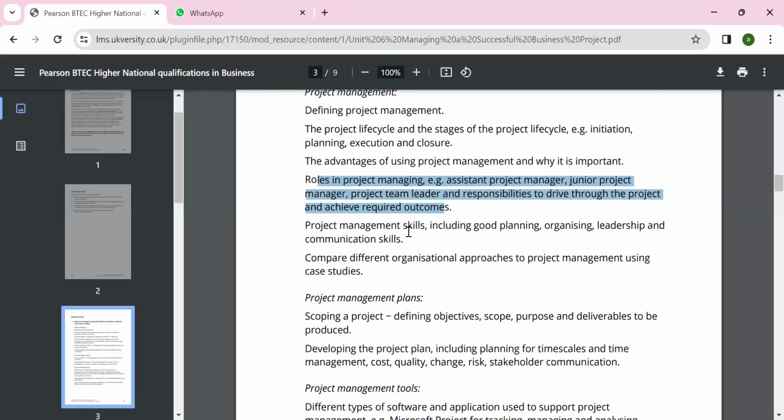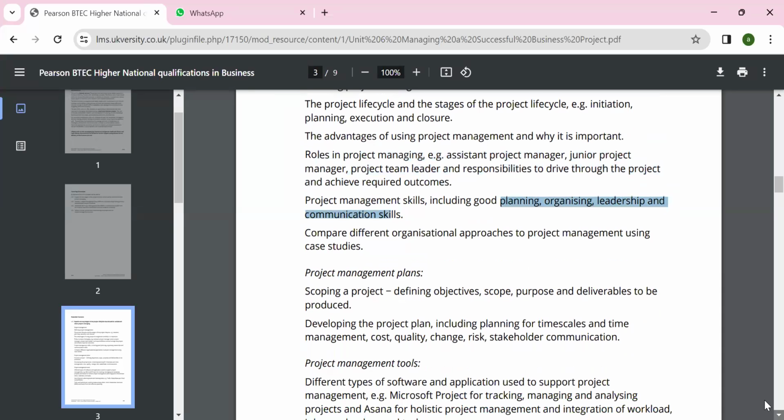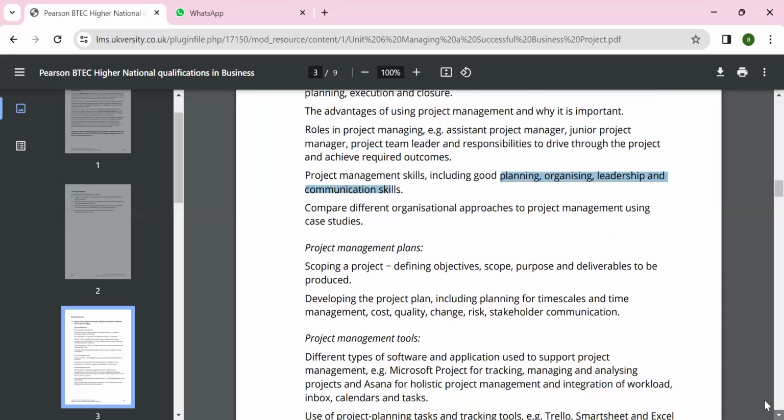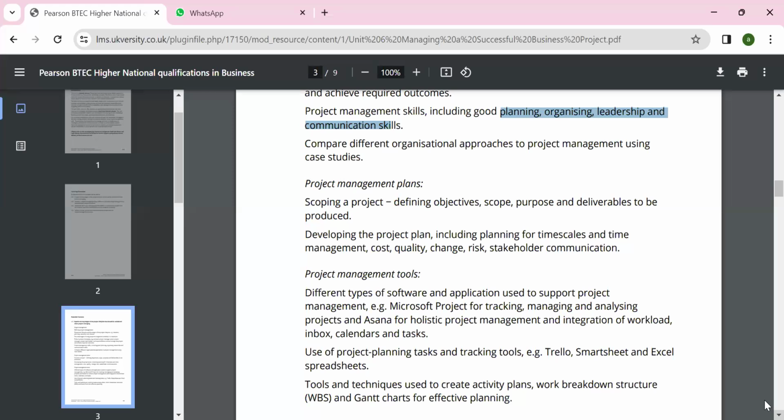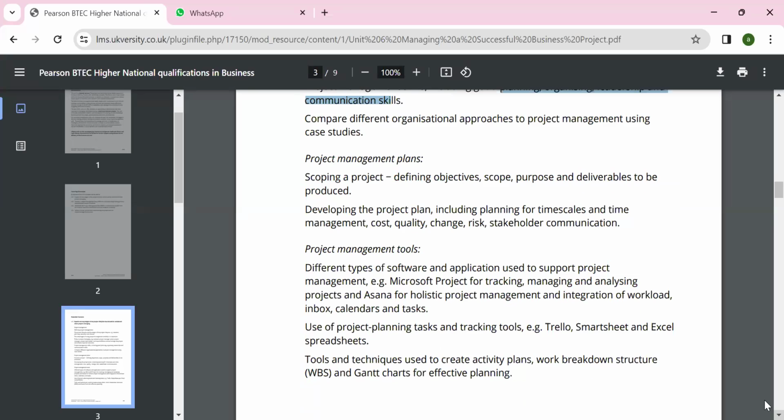We look at project management skills, including good planning, organizing, and leadership, which are also known as the functions of management. If you're a manager, you have to plan, organize, lead, communicate, and control as well. Then compare the different organizational approaches to projects. We can look at the case studies, project management plans, and the scope of the project.